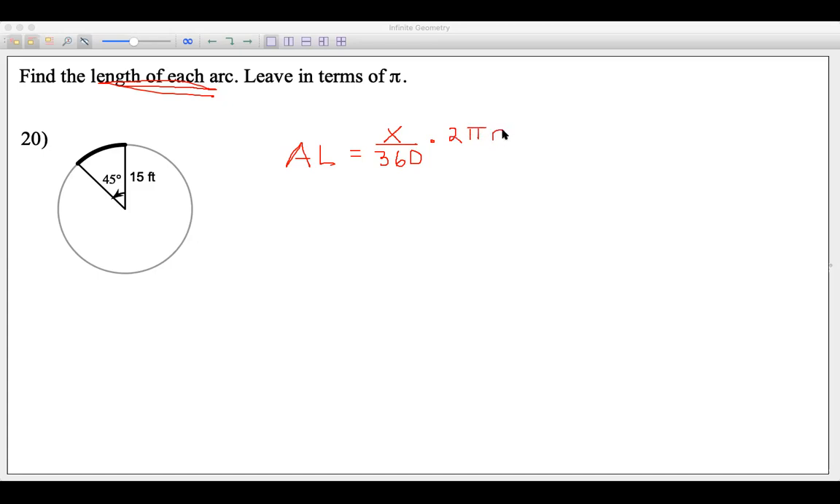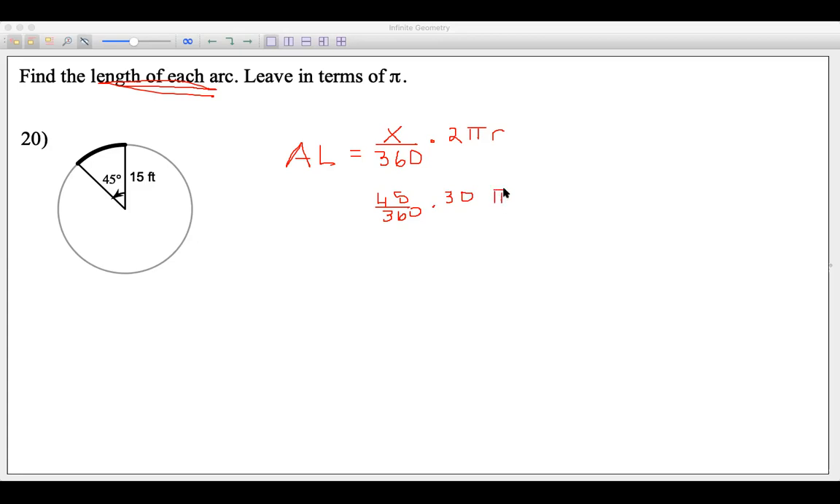There's nothing painful if you have a calculator. And if you're leaving it in terms of pi, you don't even need a calculator. I want you to leave it in terms of pi though, just so you have practice on that. So it's basically 45 divided by 360 times 2 of the radius. 2 of the radius would be 30. And then tack a pi on it.